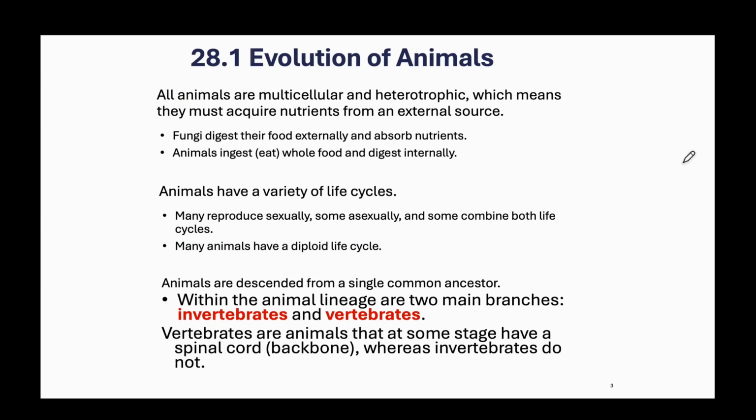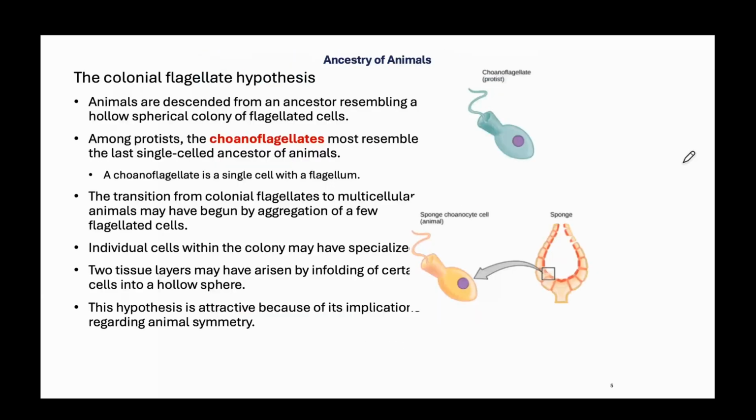It says that all animals are going to be multicellular and heterotrophic. They're going to reproduce sexually, most of them. Some of them reproduce asexually. There are two branches that we're looking at, invertebrates and vertebrates. And in this video, we're going to look at invertebrates only. So, the ancestry of animals.